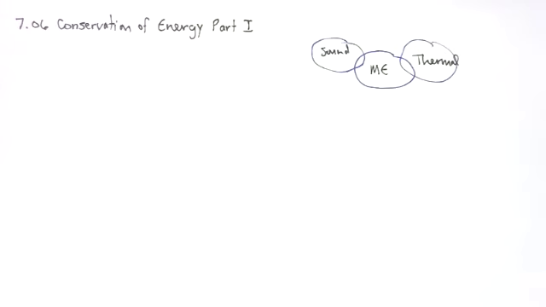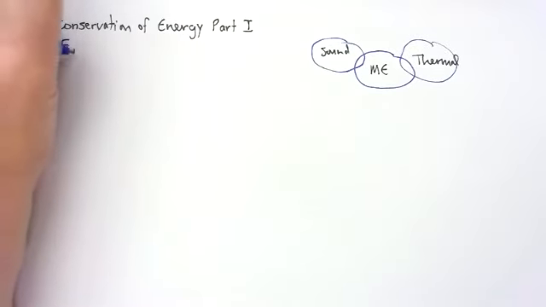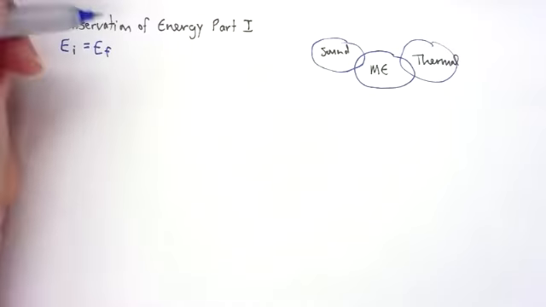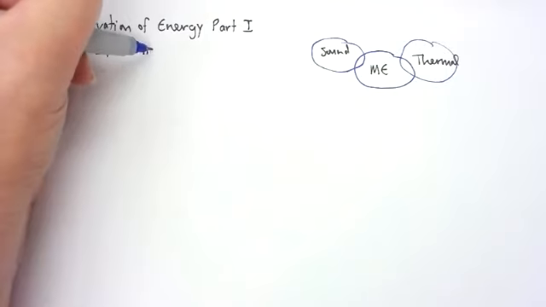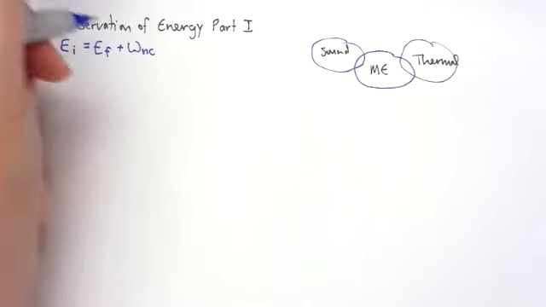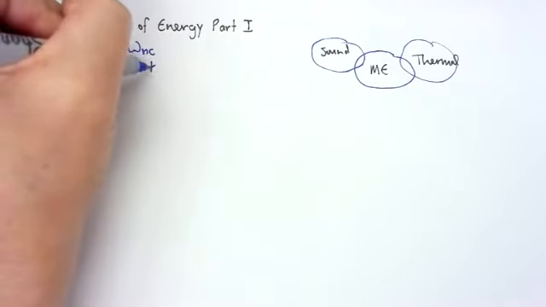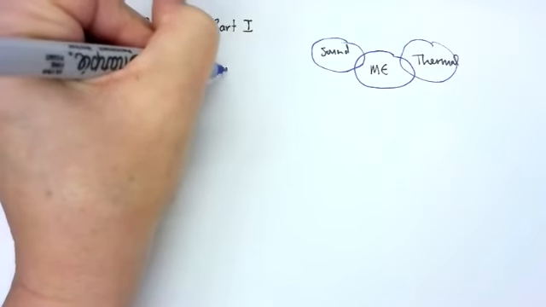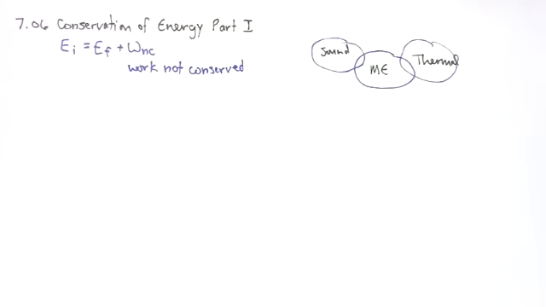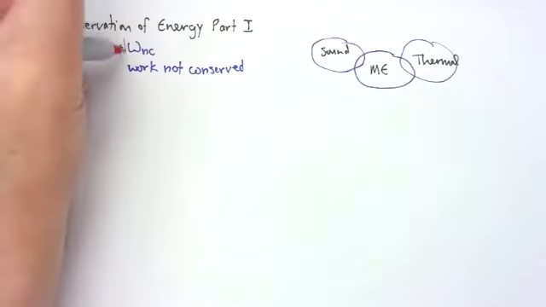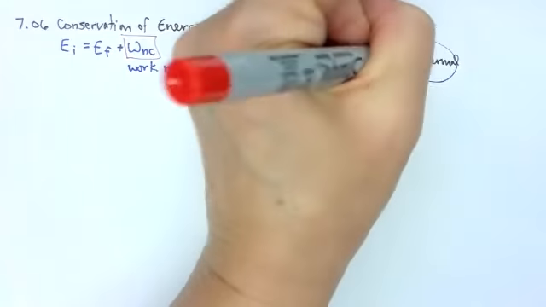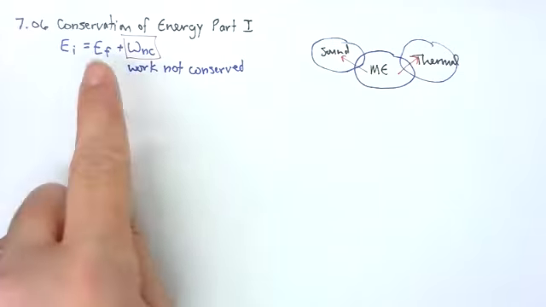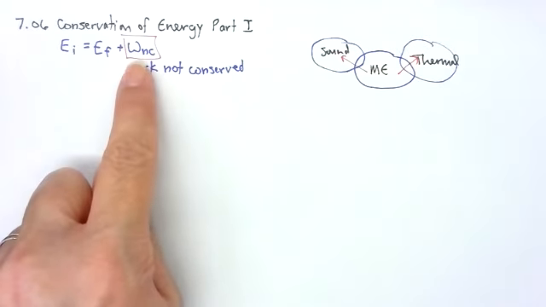I'm going to start writing some equations. We could say that our energy initial has got to equal our energy final. And in this equation, we have to add in plus the work, and we're going to put in NC. So W_NC stands for work not conserved. And I'm going to do a little red box around this. And that means that we're talking about any of the energy that flows out into the other bubbles. So we have to take this into account.